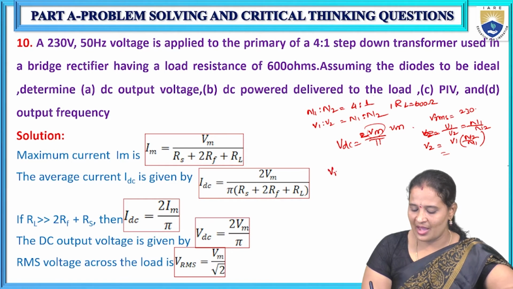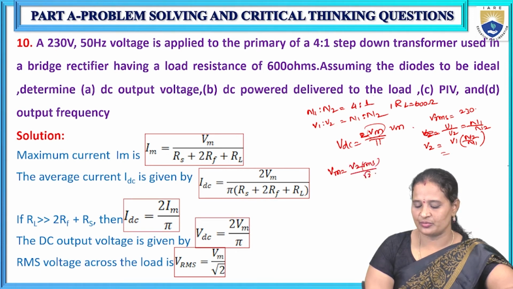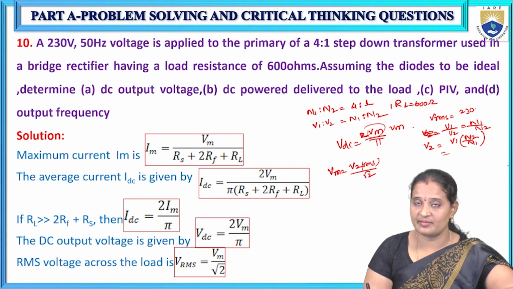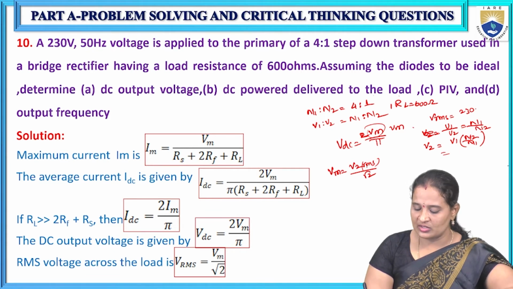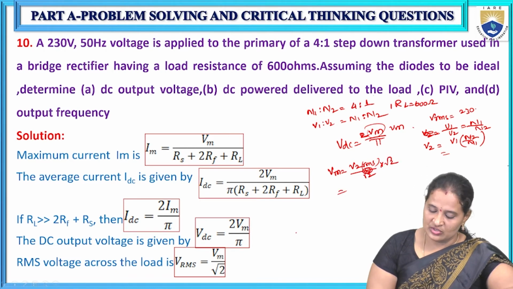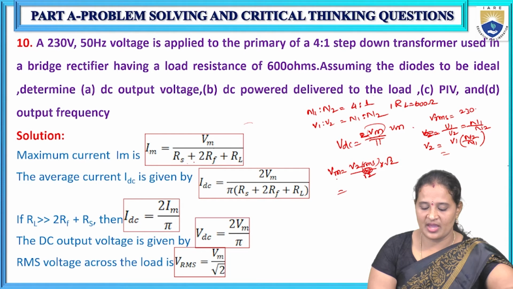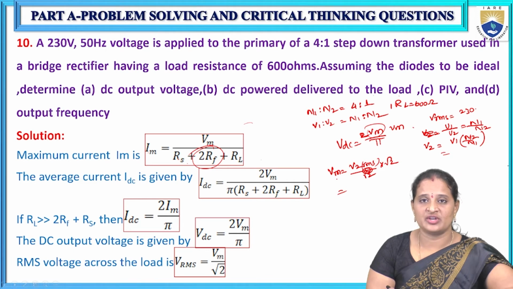Now I want to calculate the maximum value. VRMS is equal to Vm by root 2, so this one will be multiplied by root 2. So you will get the value here, right? Now after getting Vm, just calculate the maximum current. The maximum current formula is Vm by (Rs plus 2Rf) plus RL. Why? Because we don't have center tapping in a bridge rectifier.